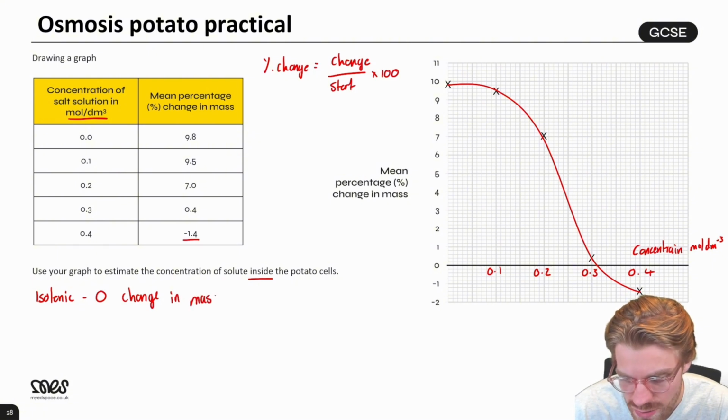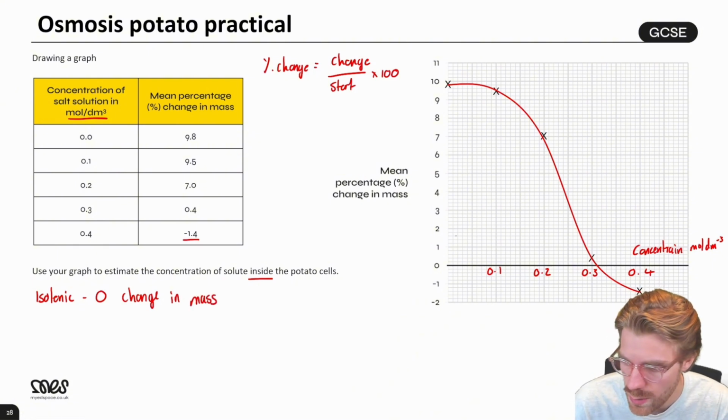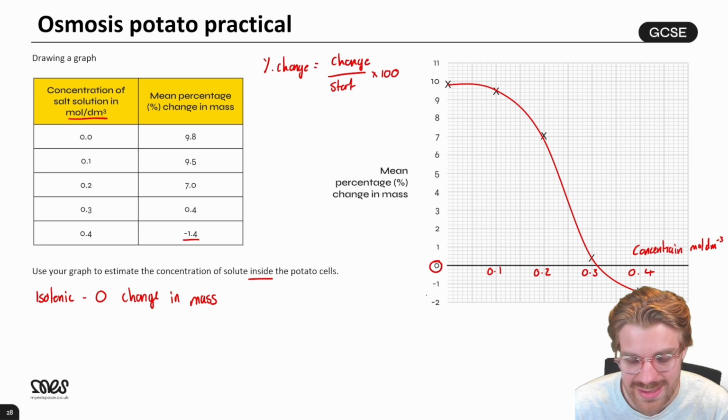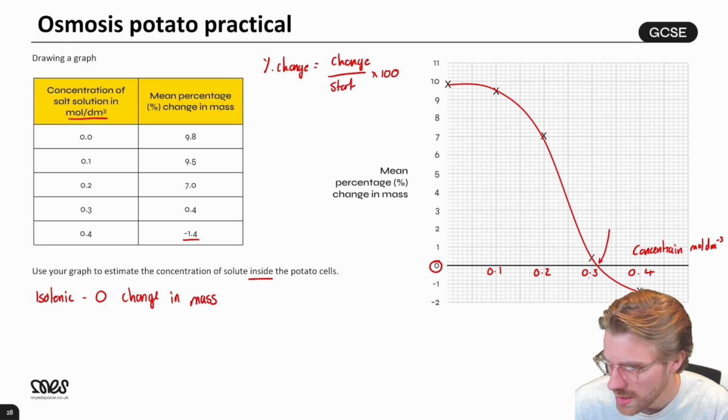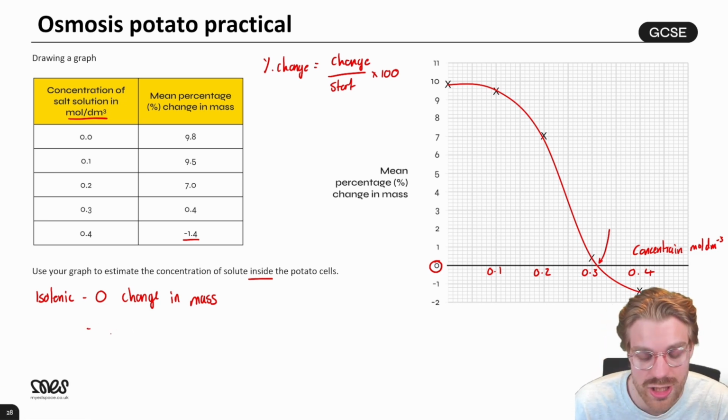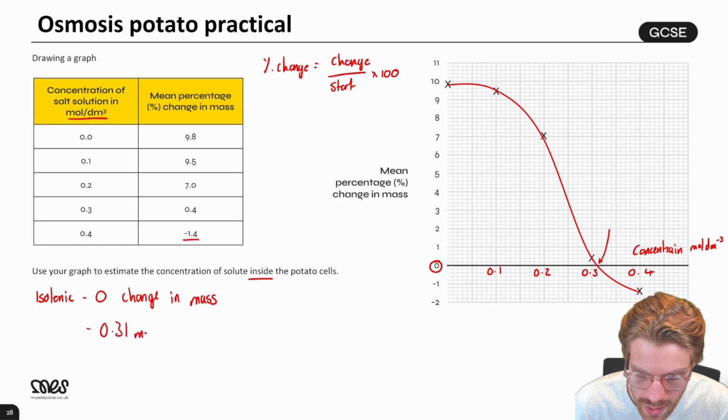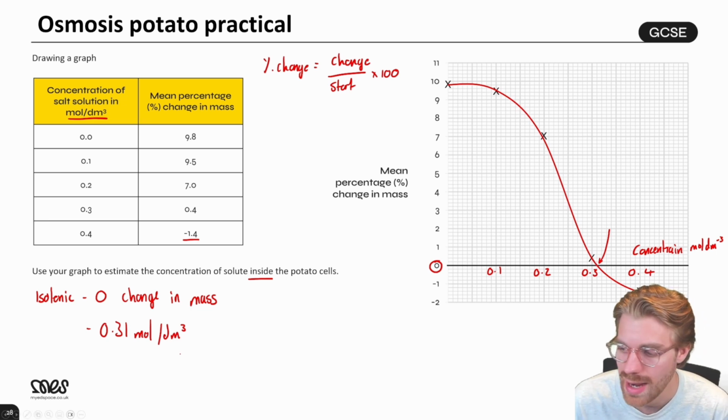And if there's 0 change in mass, well, that would be on our x-axis there. So where is there 0 change in mass? At this point here, the x-intercept. And we can see there, that's at about 0.31. So the concentration inside the cell must be 0.31 moles per decimeter cubed from our graph.